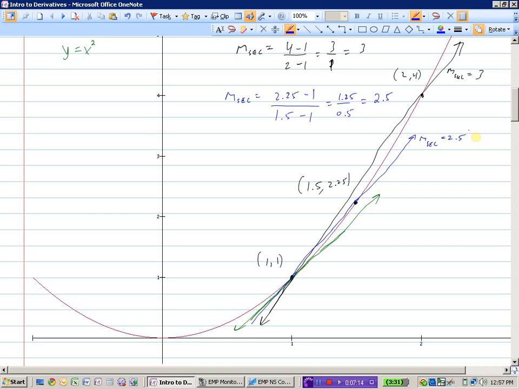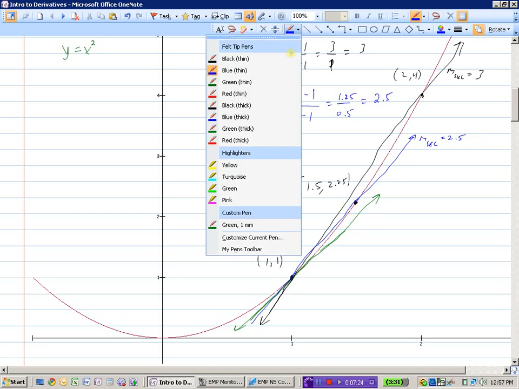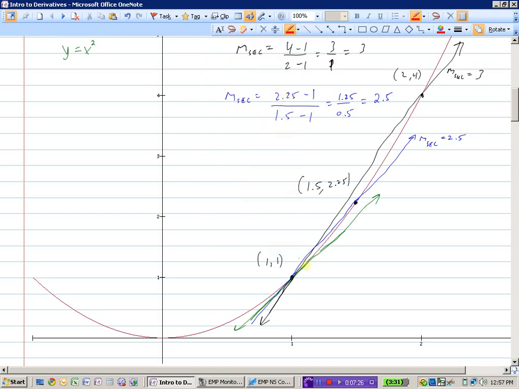So what would be a better choice for our second point? A point very close to 1. Why don't we try, let's see, do I have any more colors? We can do reddish, sort of. Let's try a point right here that has an x value of 1.1.